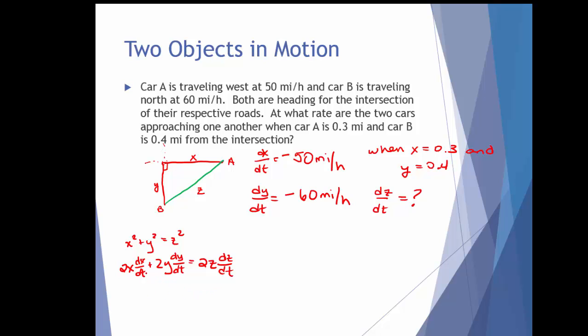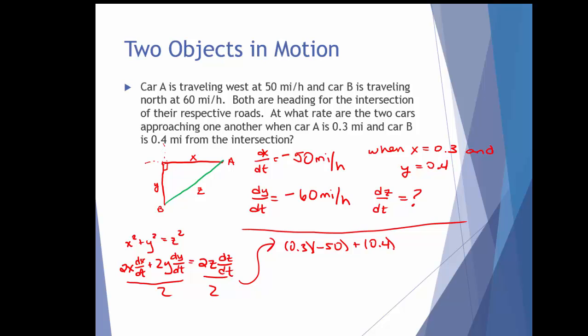So first of all, you can divide both sides by 2. And all of those 2's nicely go away. And I'm going to go ahead and start inputting some values. We know that x is 0.3. So my x is 0.3 times dx dt, which we know is negative 50 miles per hour, plus y, which is 0.4 at this particular moment, times dy dt, which is negative 60 miles per hour. And that's going to equal z times dz dt.